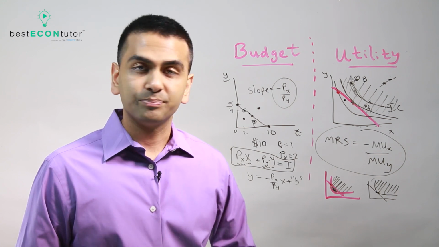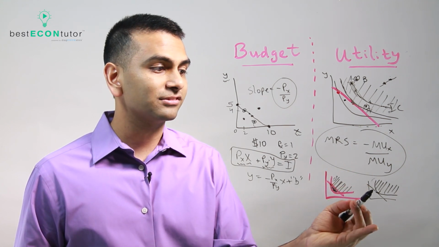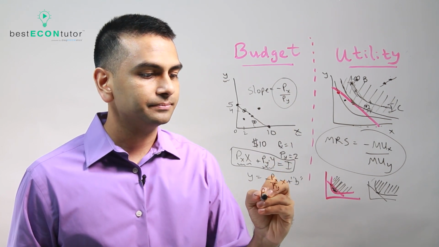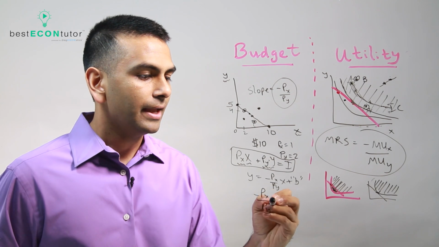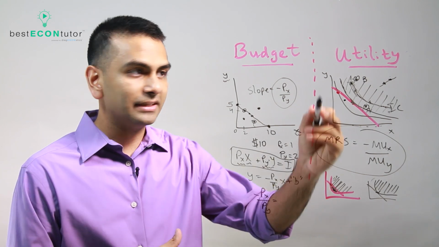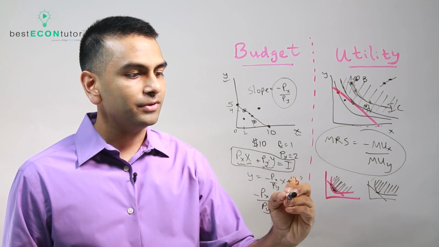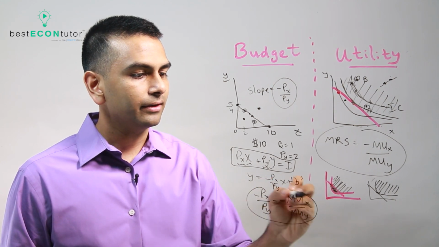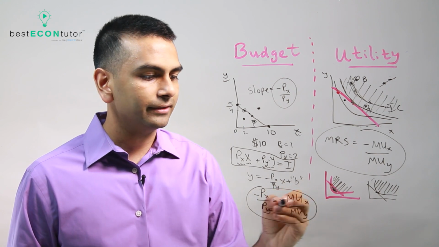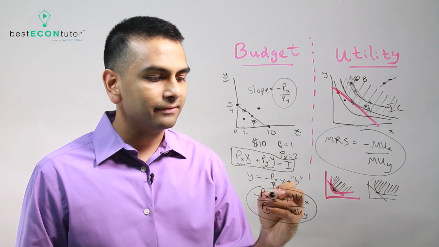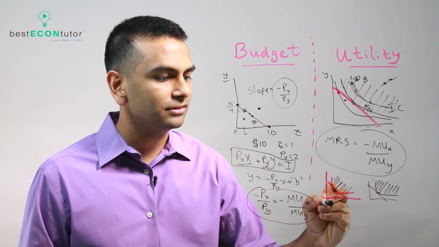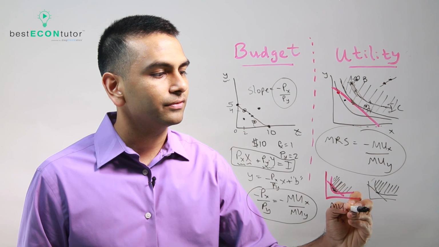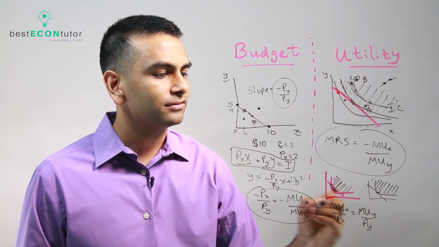So if we want to find where their slopes are equal, we know the slope of the budget line is negative Px over Py. And we want that to equal the slope of the indifference curve, which is negative MUx over MUy. There you go. You can rewrite this if you wanted: cross multiply and divide, get rid of the negative sign because it's on both sides, and you'd get MU of good x over P of x equals MU of good y over P of y. These two are saying the same thing.